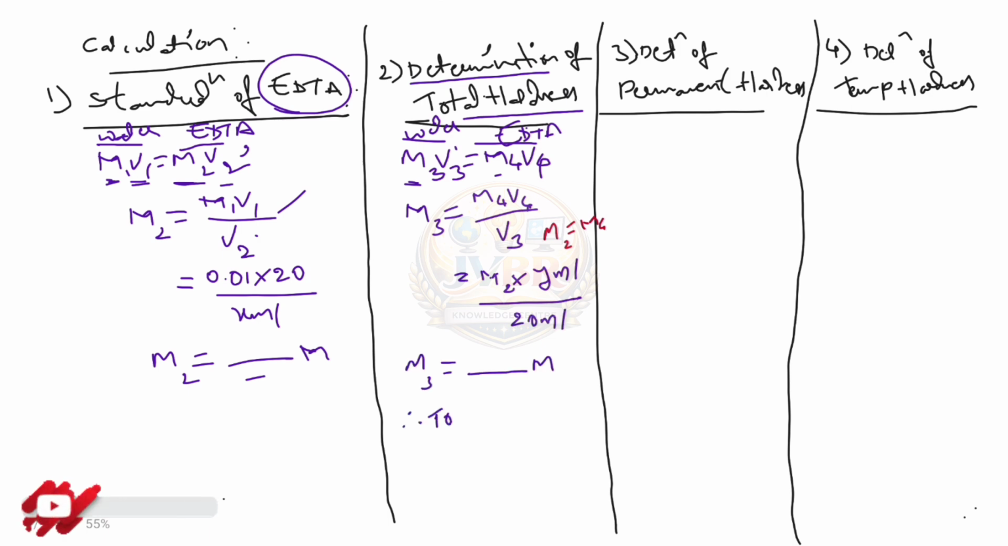Formula: therefore, total hardness of water sample is equal to M3 into 100 into 1000. Then we will get total hardness of water sample. Here 100 is the molecular weight of calcium carbonate, and 1000 is for 1 liter.